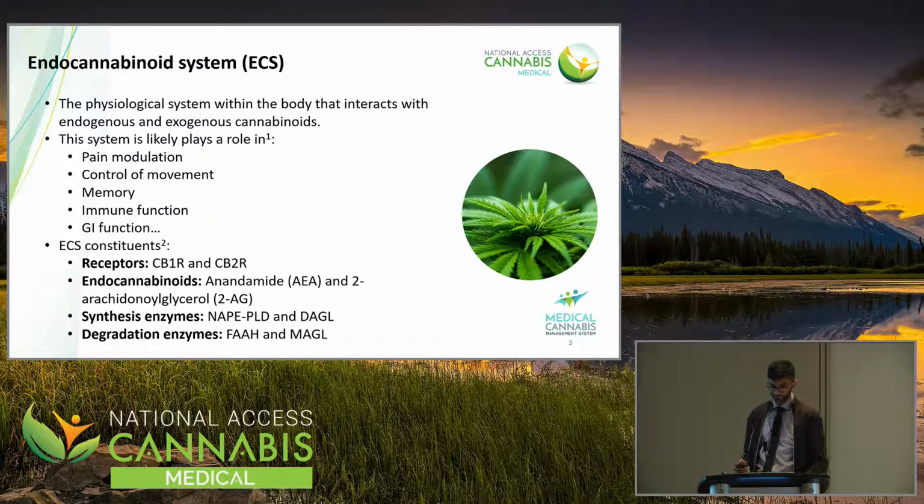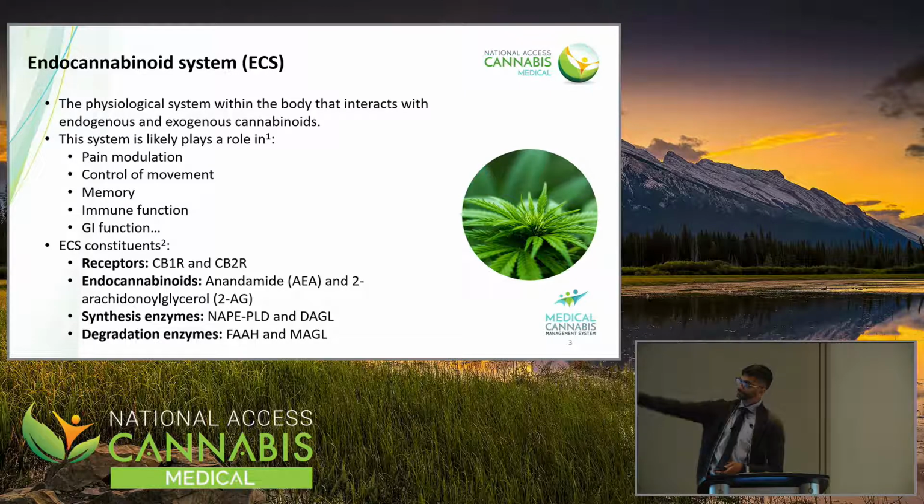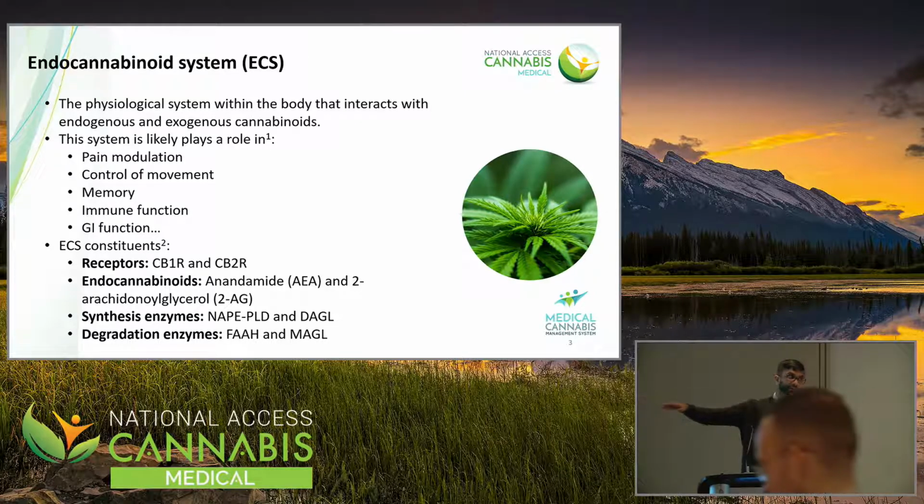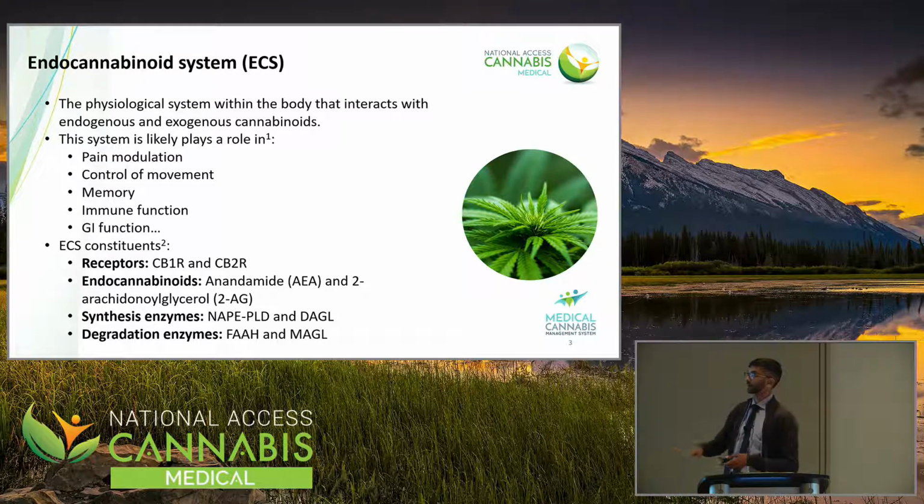Okay, so I know you've seen this today already, but repetition is a good way to learn something. The endocannabinoid system is the system in the body that interacts with endogenous and exogenous cannabinoids, the ones that are in our body and the ones that are outside of our bodies. The system plays a role in, I've listed 5 things here, but there's many things it plays a role in. Pain modulation, controlling of movement, memory, immune function, GI function, and et cetera.